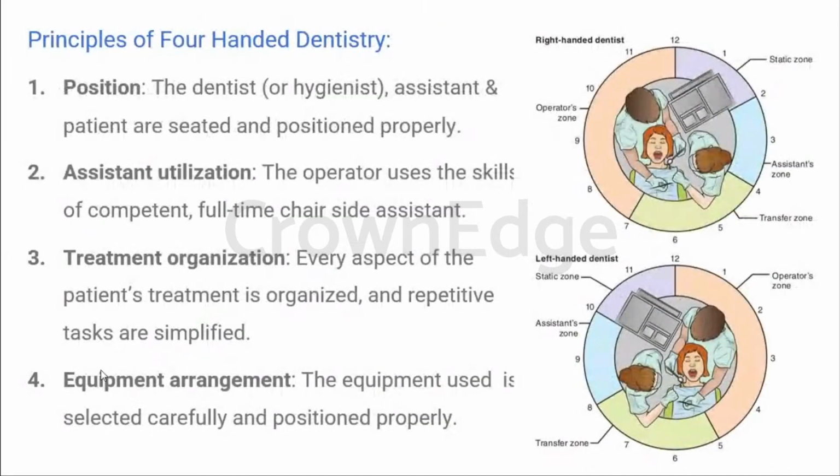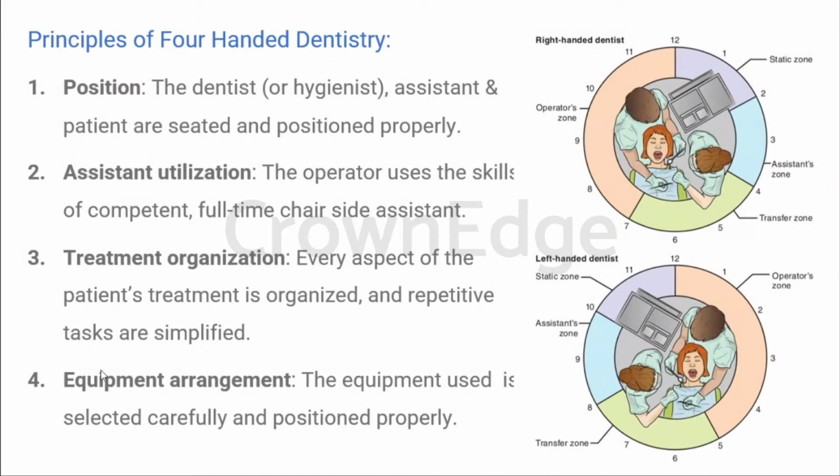So there are four principles basically of your four-handed dentistry. First one is the position. Basically, the dentist or the hygienist and the assistant, and the patient have to be seated in position properly. If you can see in the image on the right side, you have your static zone, assistant zone, transfer zone, and your operator zone.